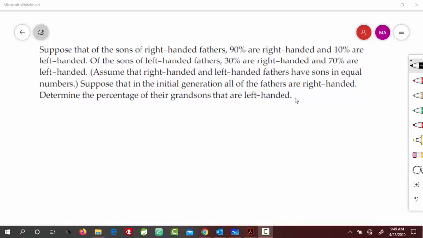So in order to solve this problem, first of all we would write a transition matrix. Let me call this transition matrix A, and I would label these right-handed father as RH and left-handed as LH. If this is representing the current generation, then we would have this transition matrix with RH for the next generation and LH for the next state. So we have to fill in this information.